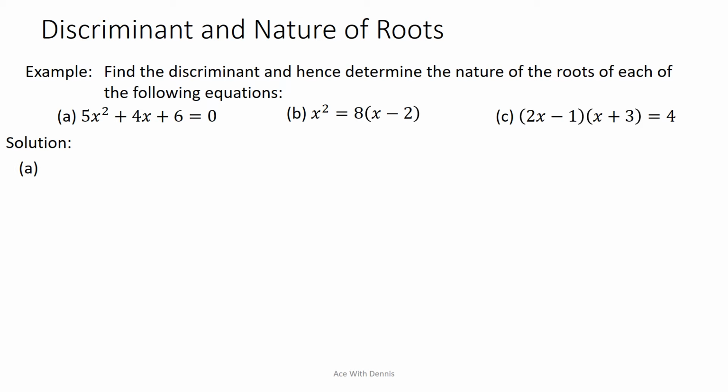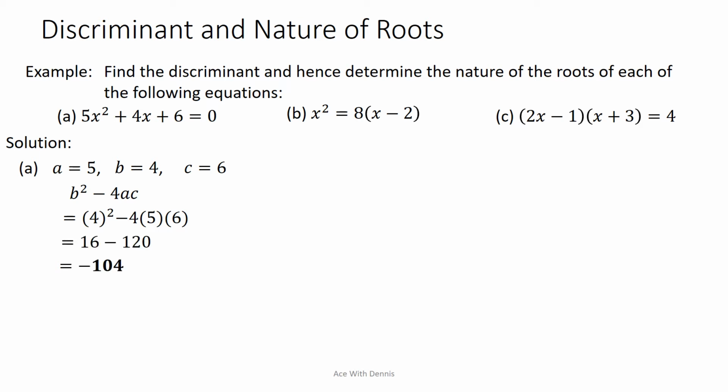The solution for A is, first we need to identify the values of a, b, and c, which are a equals 5, b is 4, c equals 6. Then we can find the value of b squared minus 4ac, which is 4 squared minus 4 times 5 times 6, which gives us negative 104. Since b squared minus 4ac is less than 0, we can say that the equation has no real roots.